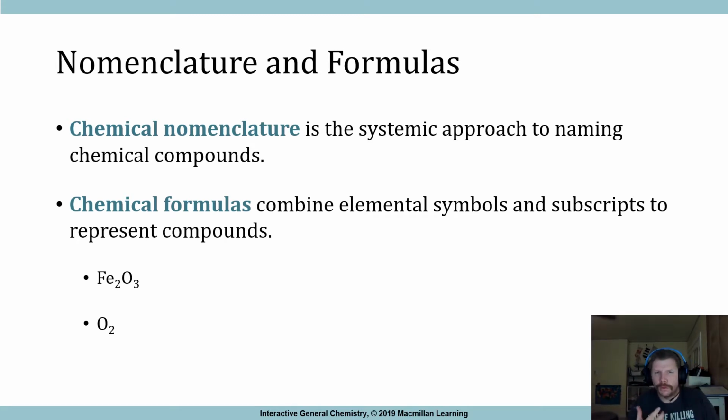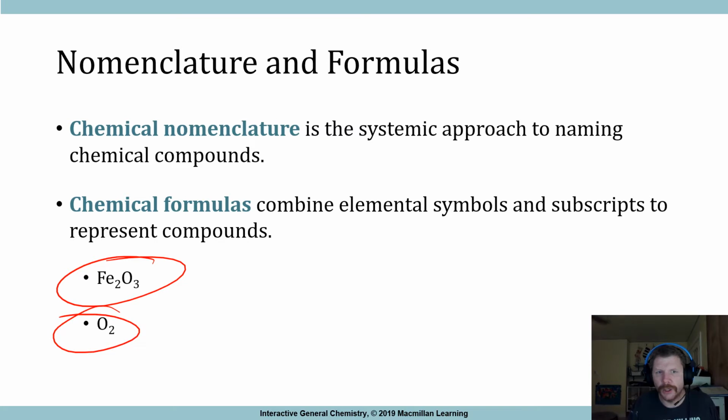So what are the rules that we follow in order to name a compound? Chemical formulas combine elemental symbols and subscripts to represent different compounds. So here are two examples of chemical formulas, Fe2O3 and O2. Those are both examples of chemical formulas. Okay, we'll get into the nomenclature after a little while.